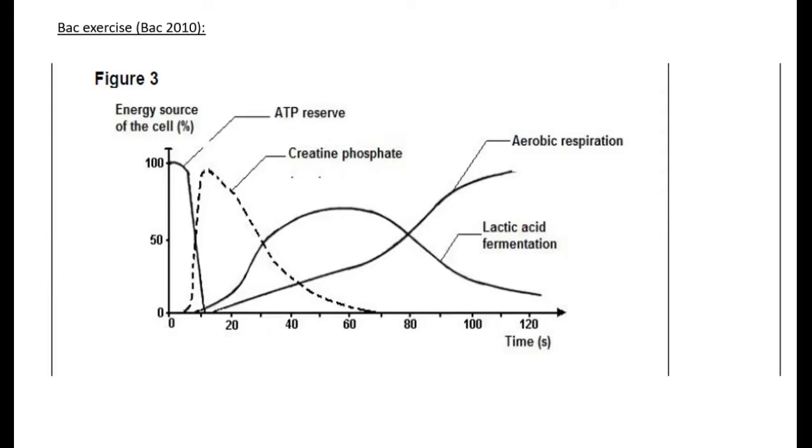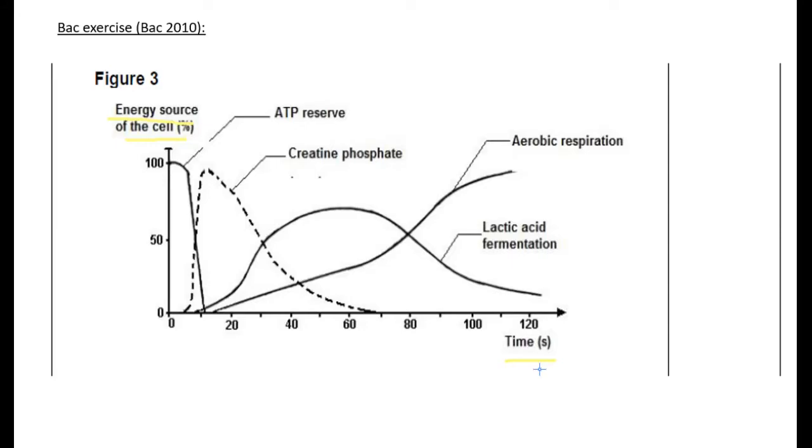Now then, we've just seen that there were two types of fibers. We're going to try and learn a bit more and analyze this graph from Bac exercise 2010 and link it with what we've just seen. On the y-axis, we've got energy source of the cell in percentage, and on the x-axis, we've got time in seconds.